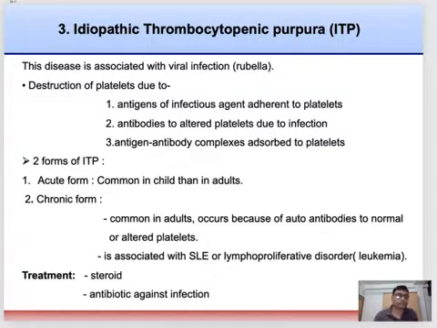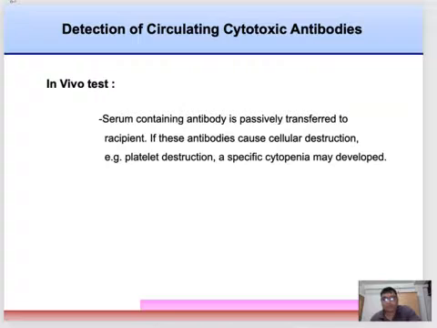Okay, so that was all about the cytolytic reactions that occur against the different blood cells like red blood cells, white blood cells, and platelets. So finally, I just want to talk briefly about the detection method. If we can detect the circulating cytotoxic antibodies, then we can take a decision whether we're going to do any transfusion or not.